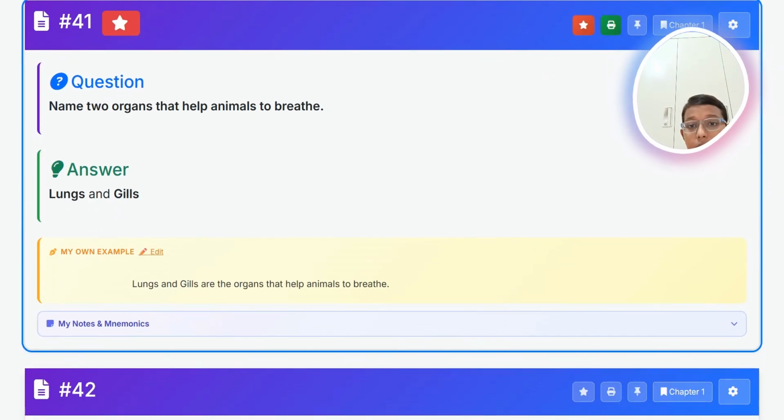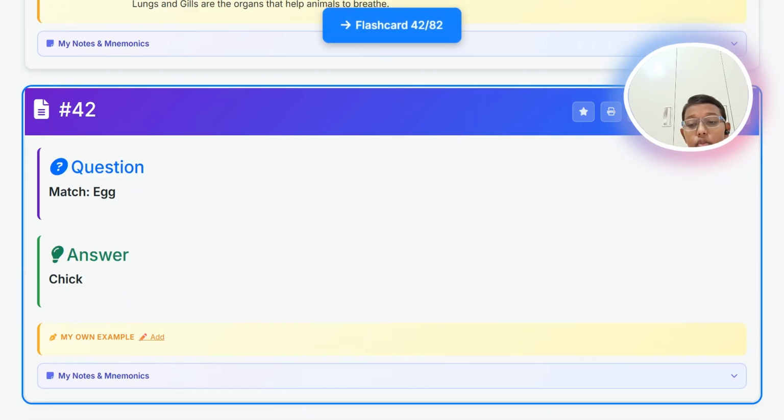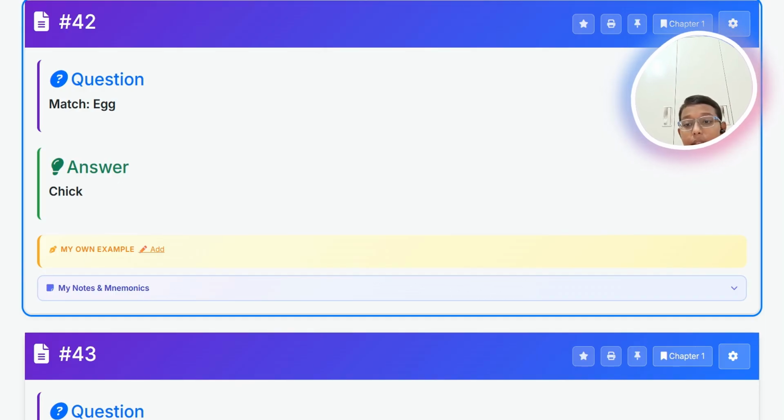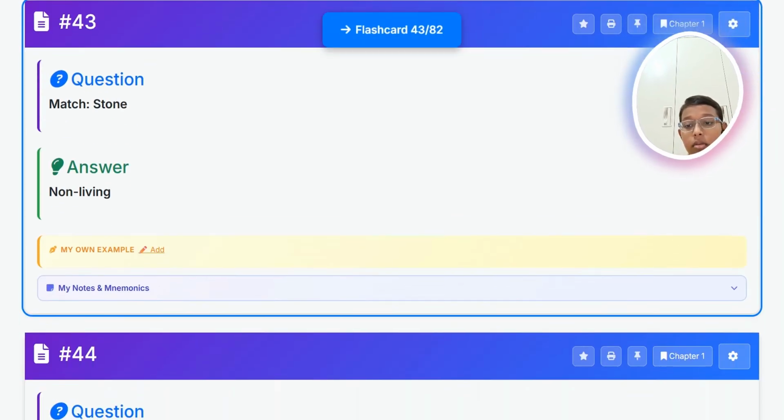Name two organs that help animals to breathe. Lungs and gills. Lungs and gills are the organs that help animals to breathe. Match: egg, chick. Match: stone, non-living.